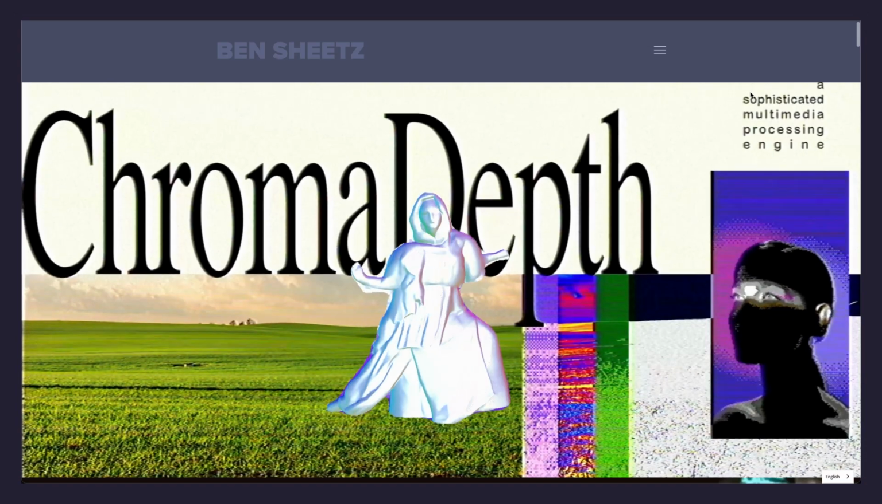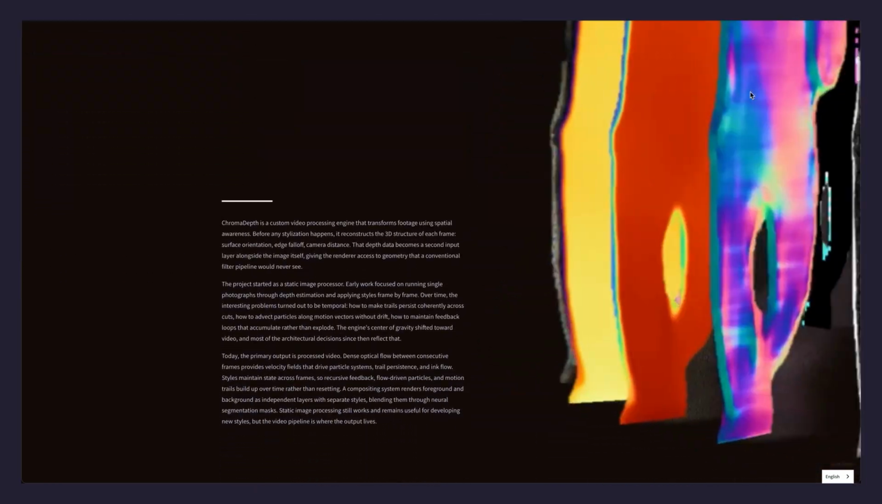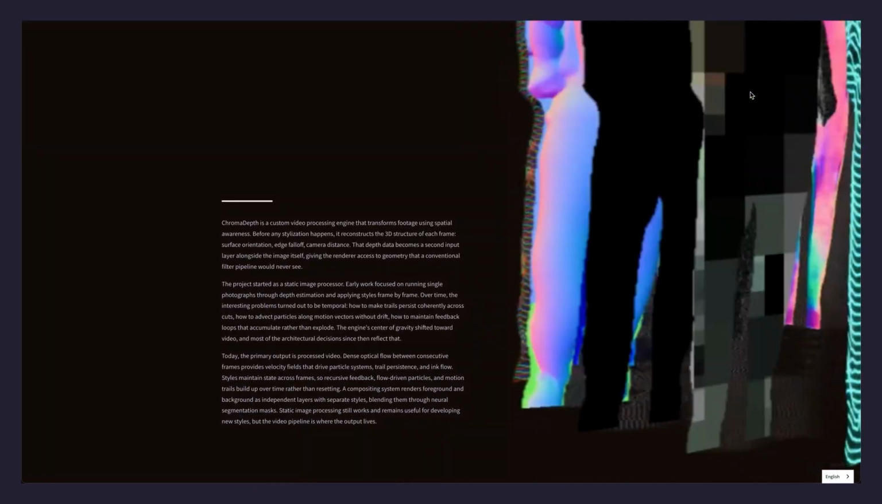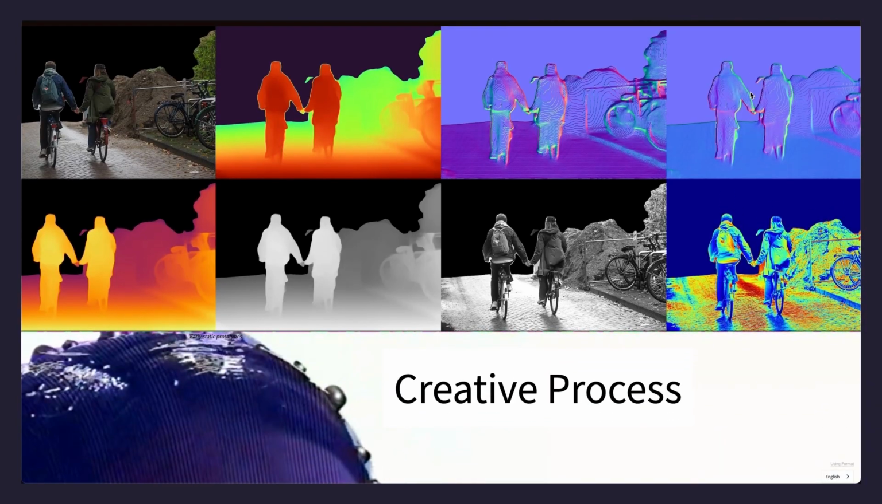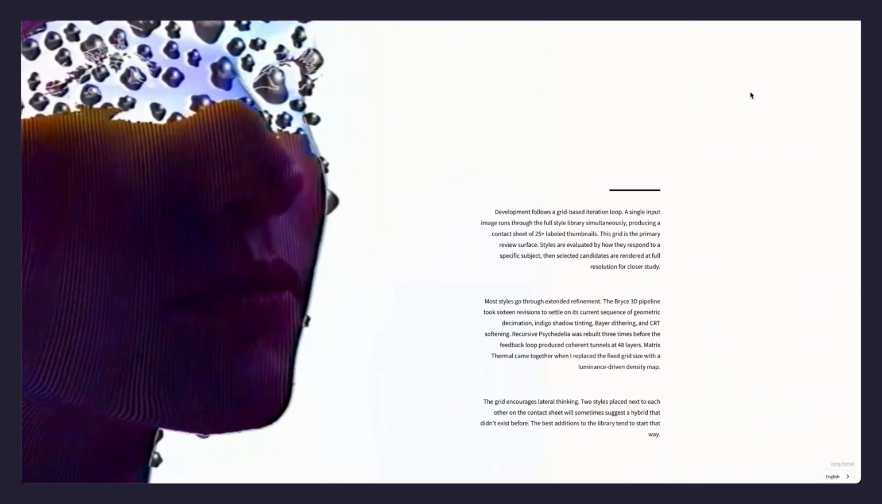Here you can explore Ben Sheets' custom page for his Chroma Depth video processing engine. He uses FlexBlock to layer GIFs, video, and text to explain and showcase the software's capabilities. This creates a narrative flow that's enticing, easy to follow, and as innovative as the work itself.